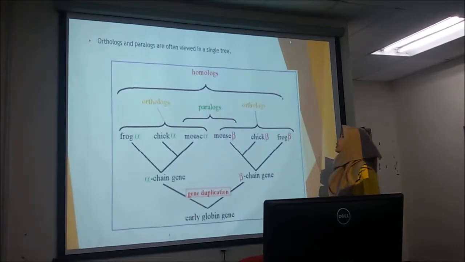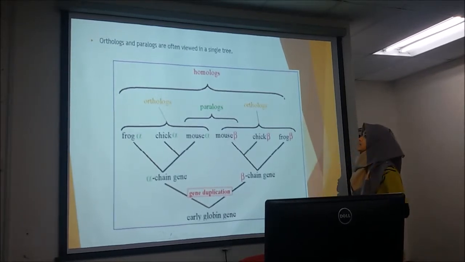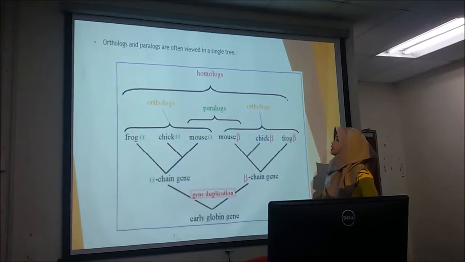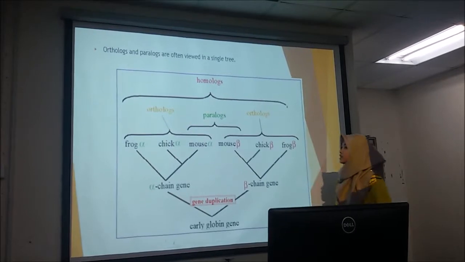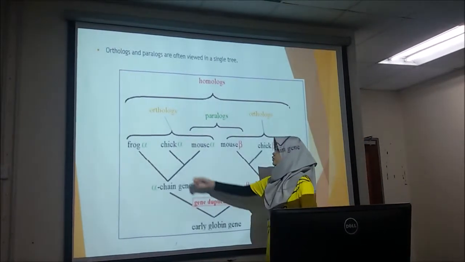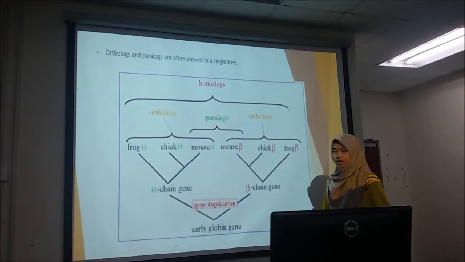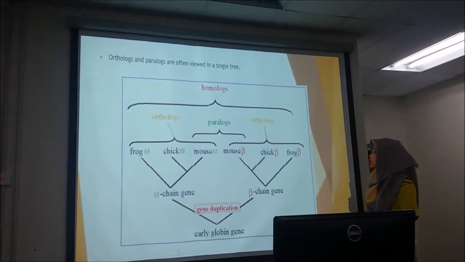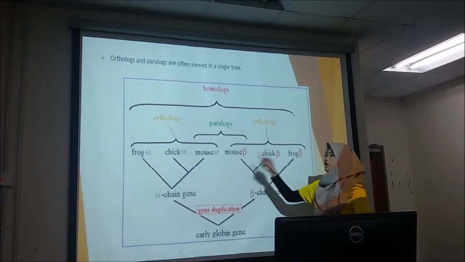Okay, so from this diagram, we can see the orthologs and paralogs viewed in a single tree. As we can see, the orthologs consist of different species, with the frog alpha, chick alpha, and mouse alpha, whereas the paralogs consist of the genes within the same species, which are mouse alpha and mouse beta.